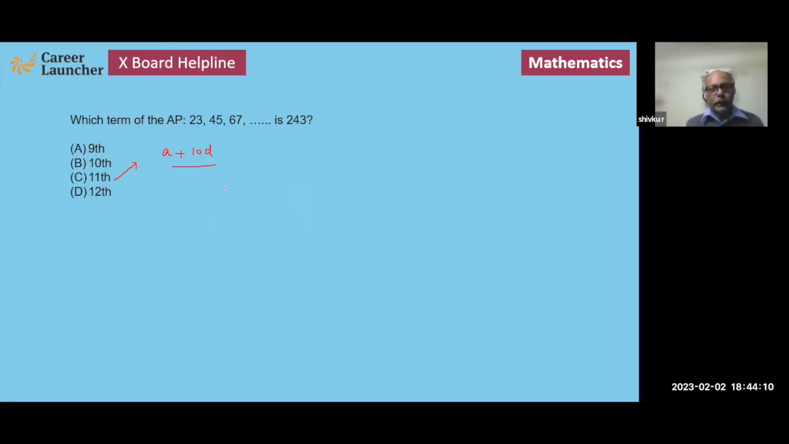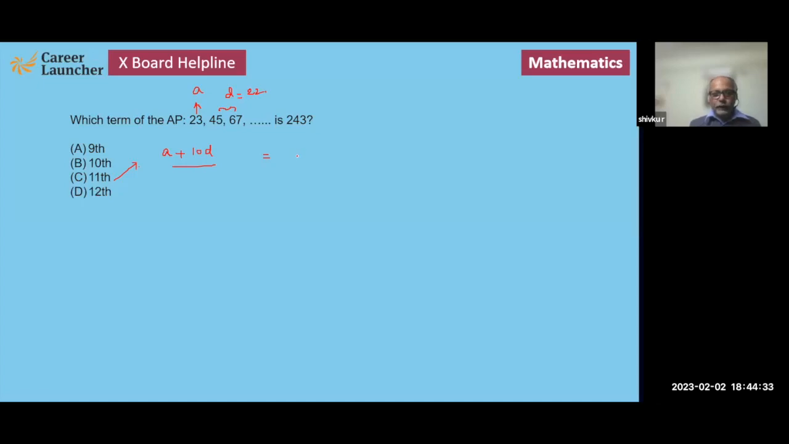So if I'm talking about this, I know that the value of a is equal to 23, and we know that the value of d is equal to 67 minus 45, that is 22. So we want to check whether the 11th term is correct or not. If the 11th term is not correct, then we will check around it, because you have to check the 9th, 10th, 11th and 12th terms.